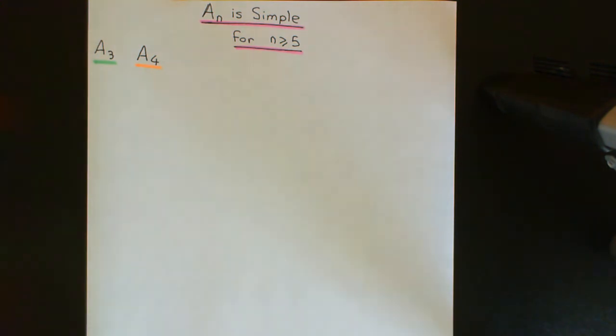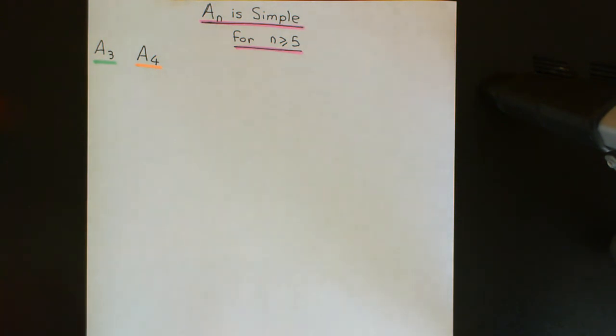That's why we cannot conclude that all the alternating groups are simple. A4 is the odd one out. A4 is not a simple group. But from A5, A6, A7, all the way up, from A5 upwards, they are simple groups.